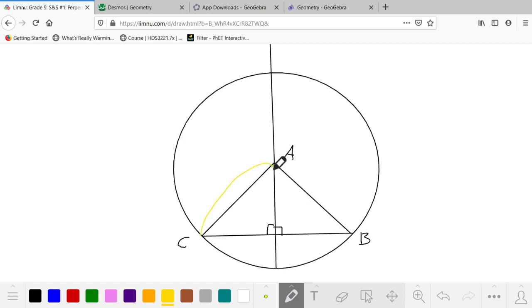So these two sides are going to be the same because they are each a radius of our circle. Both of these lines go right from the middle of the circle to a point on the edge. The middle of the circle, A, goes to B, which is a point on the edge. A goes to C, which is a point on the edge. Therefore, these two lines are both the radius of the circle. So that's one side.